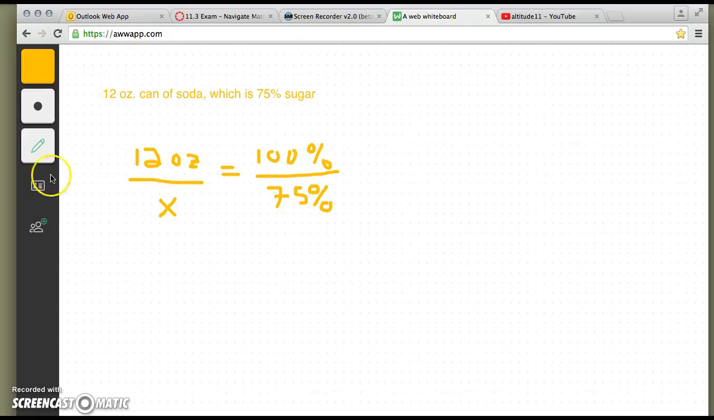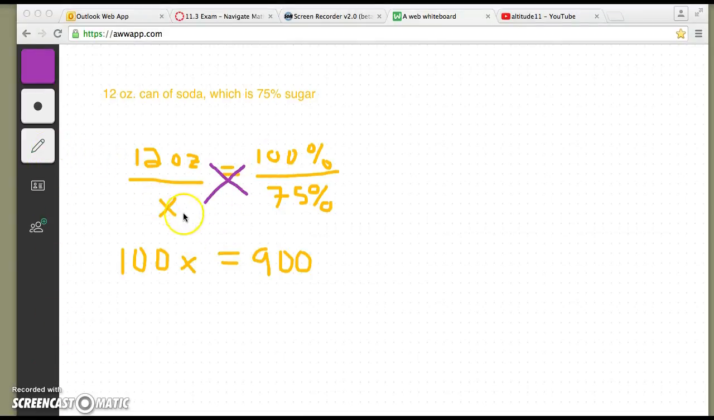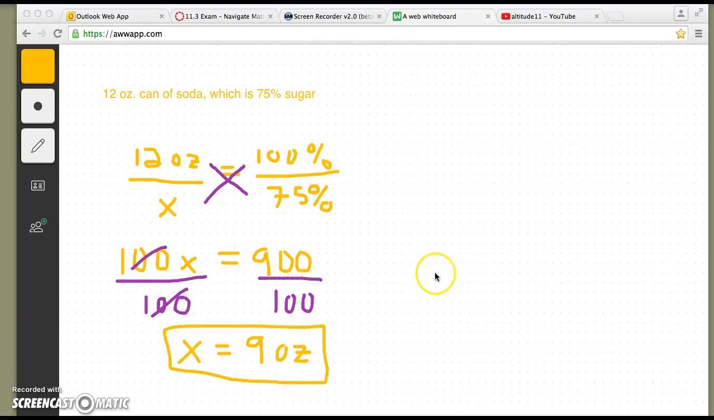So we need to cross multiply first. So 100 times x is 100x. 12 times 75 is 900. Now divide both sides by 100 to isolate x. We divide by 100, we get 9. Do not forget your units.